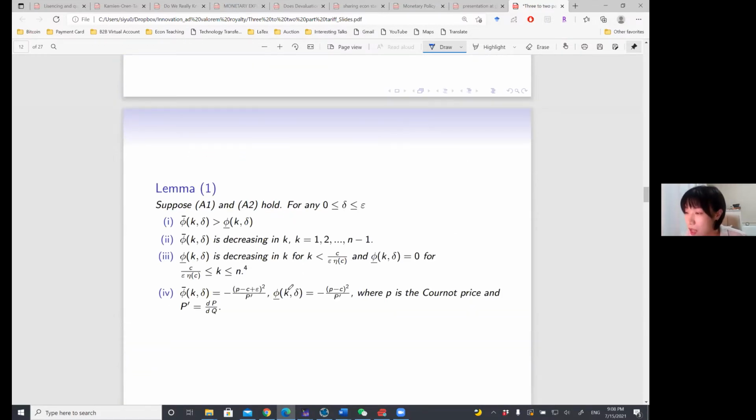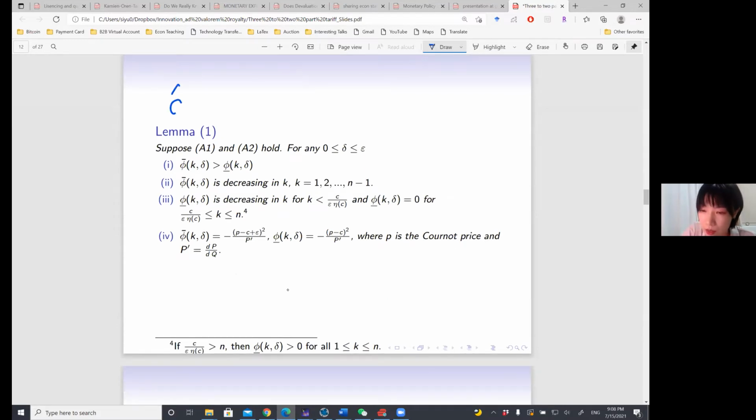And by solving the C hat, we have the following result. Suppose A1 and A2 hold, and in the Cournot computation with two types of firms, we have the following result. A licensee makes higher profit than a non-licensee, and its profit is decreasing in K, and the following. So this is Lemma 1.